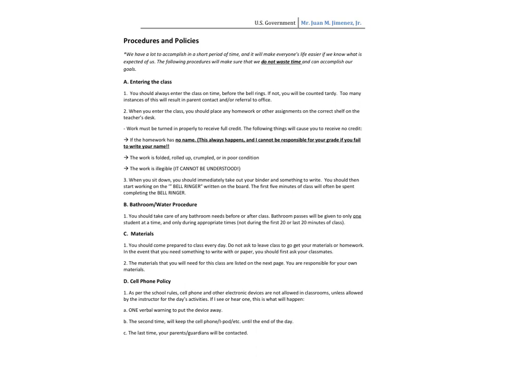As for the cell phone policy, as per school rules, cell phones and other electronic devices are not allowed in the classrooms unless allowed by the instructor for the day's activities. If I see or hear one, this is what will happen. One verbal warning to put the device away. The second time, we'll keep the cell phone, iPod, or etc. until the end of the day. And the last time, your parents or guardians will be contacted.